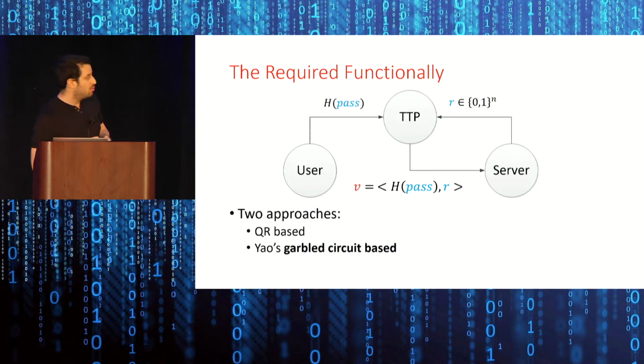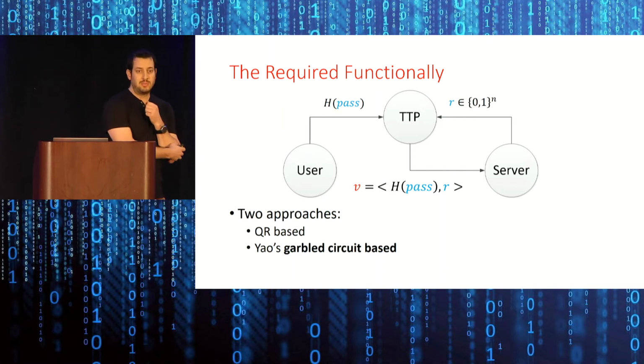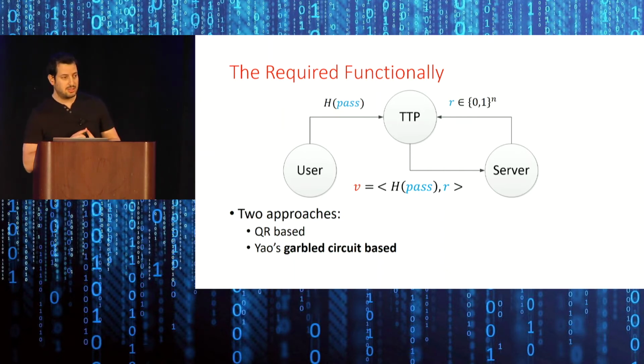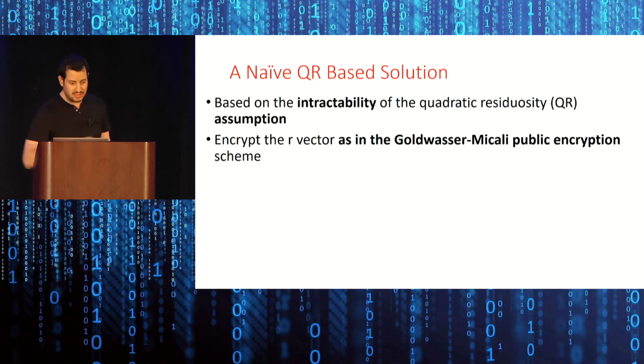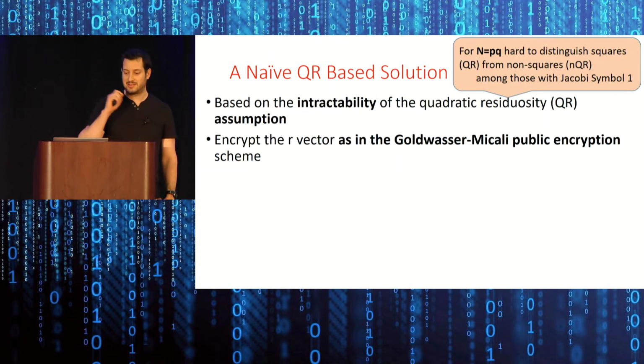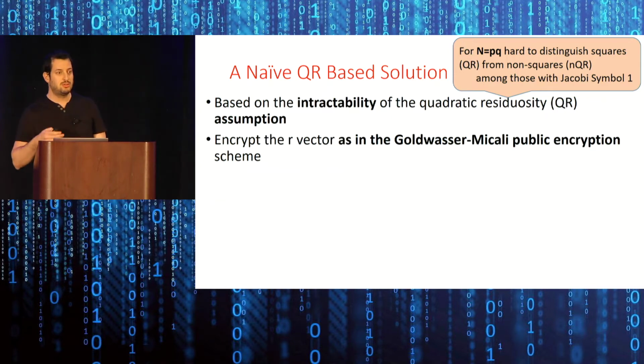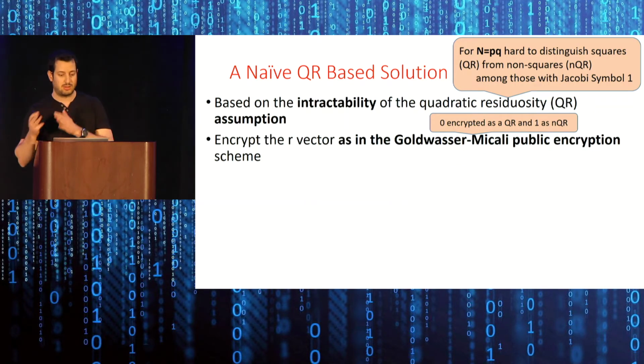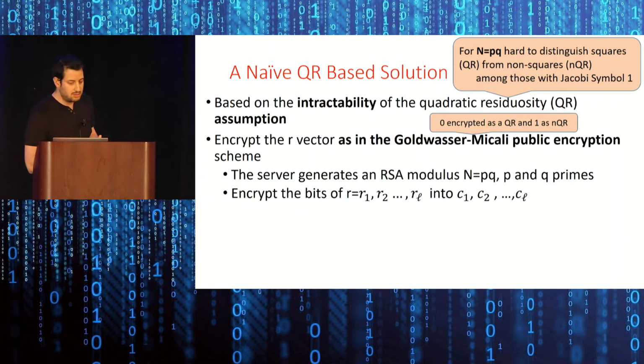OK. So we actually have two approaches for how to implement it. One is based on the quadratic residuosity assumption, and the other is based on Yao's garbled circuits. And we'll try to show the naive QR-based solution. And again, it's based on the intractability of the quadratic residuosity assumption. What we're going to do is encrypt these L bits with Goldwasser-Micali public key encryption, encrypting 0 as a quadratic residue number and 1 as a non-quadratic residue number. And the server is going to generate an RSA modulus for each user.